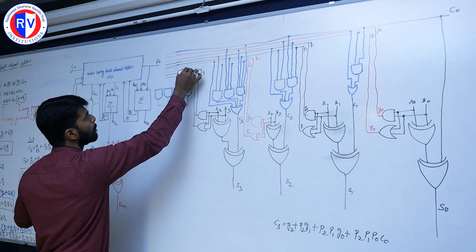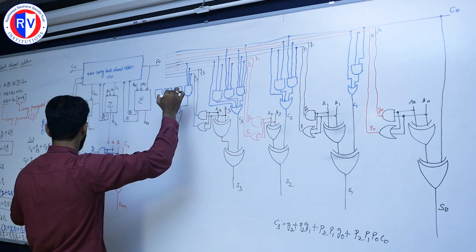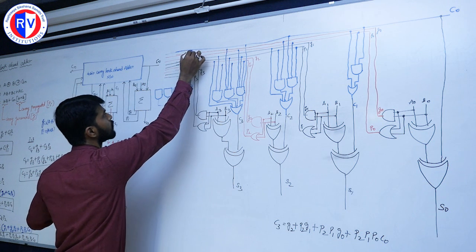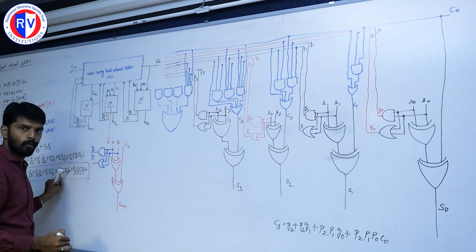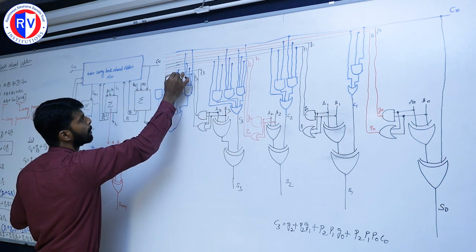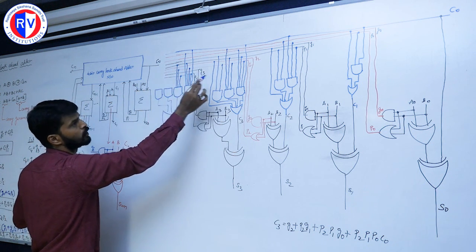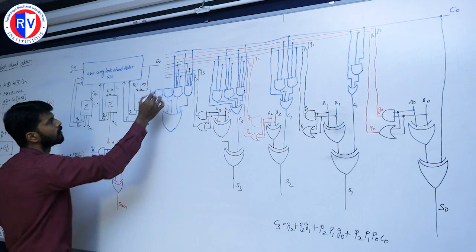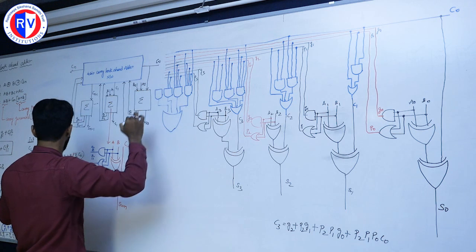P3, P2, P1, P0, and we need to take C0. Similarly, we need to talk about one more term, P3, P2, P1, G0. Similarly, next term is P3, P2, G1.